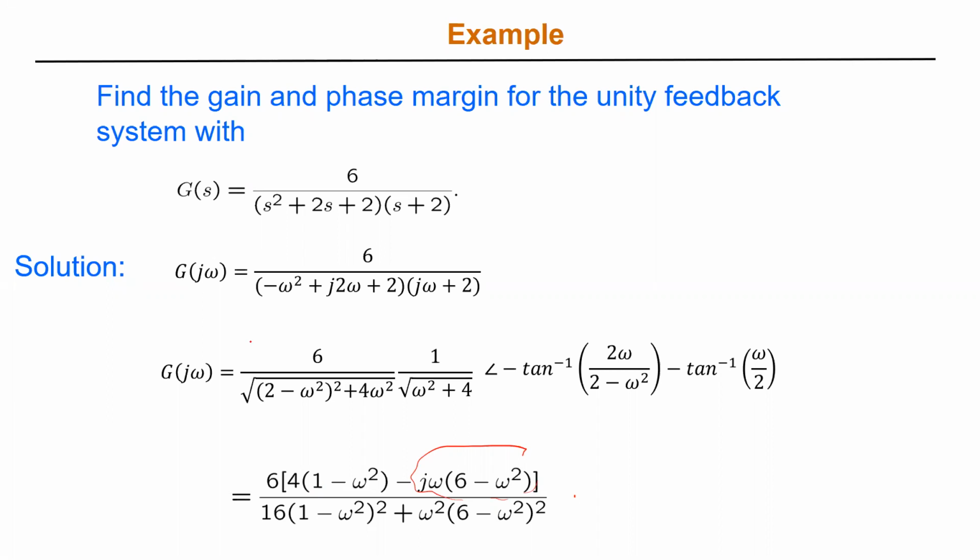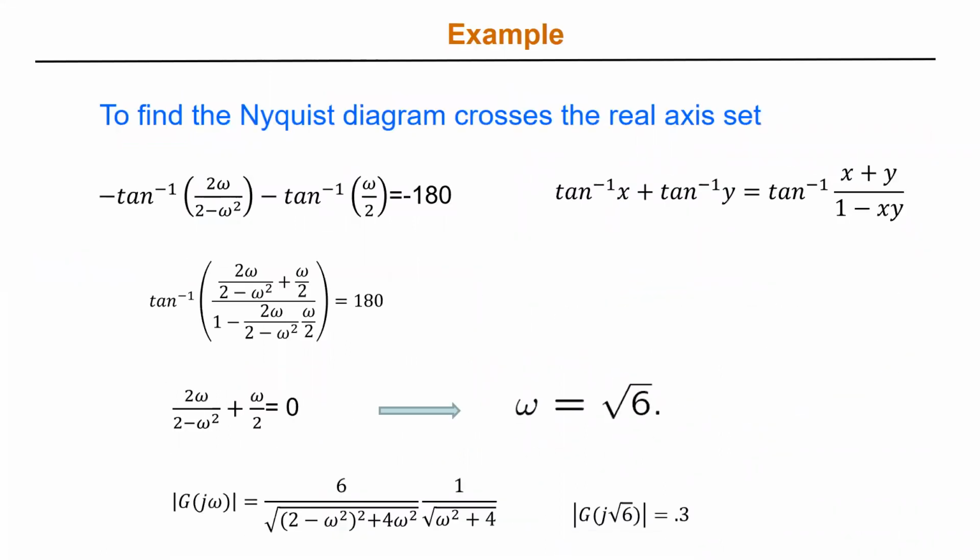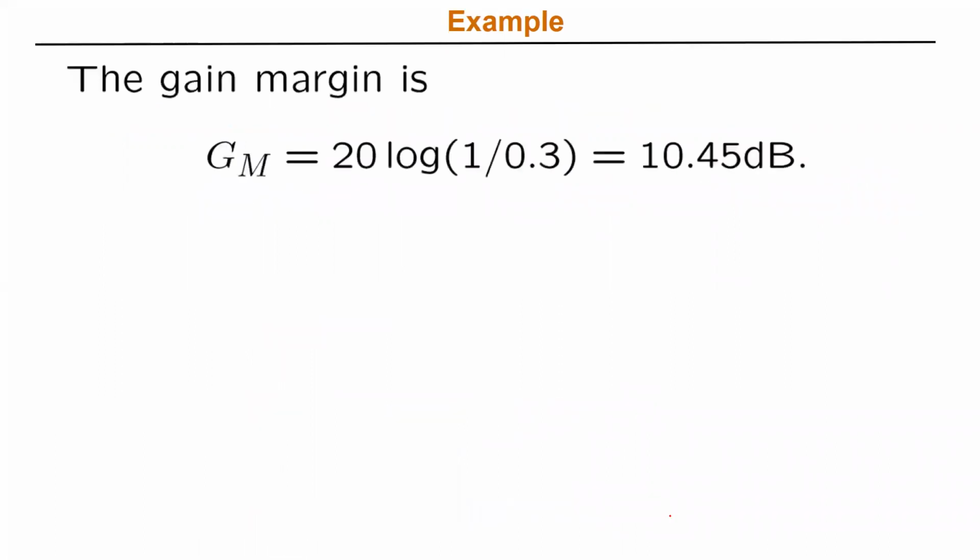Or the way we are doing it, let me substitute in here for omega equal root 6. If you do that, the answer is going to be 0.3. The magnitude at omega equal root 6 is going to be 0.3. So the gain margin is going to be 20 log of 1 over this quantity. This is your gain margin, and the system is stable.